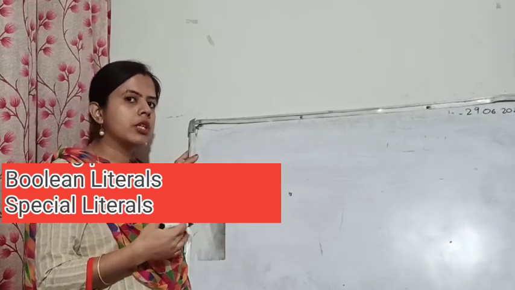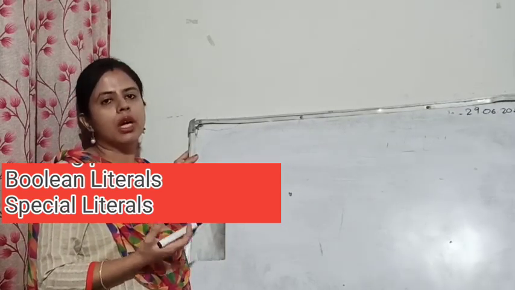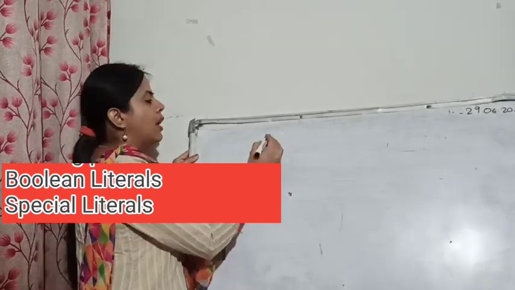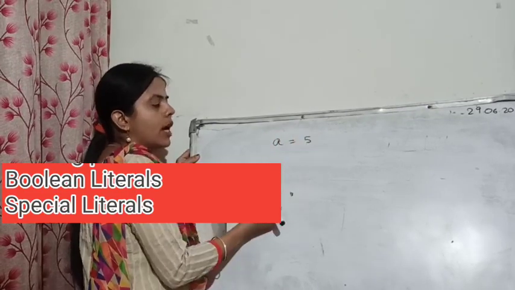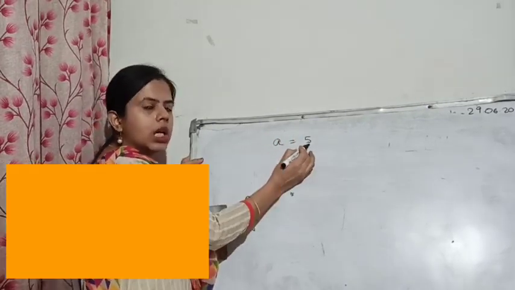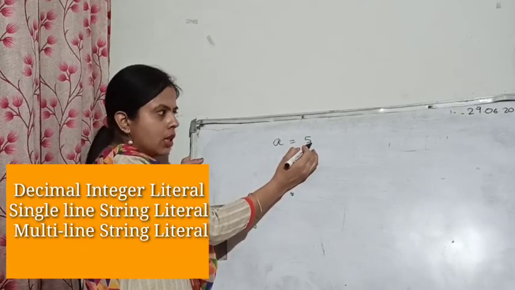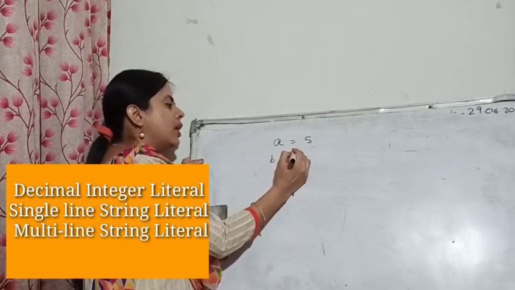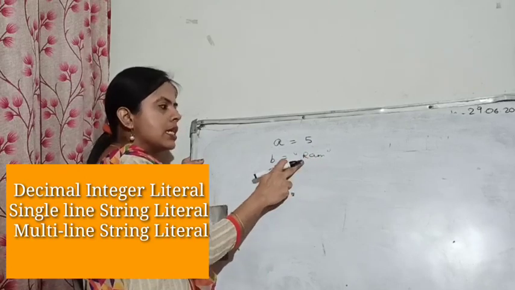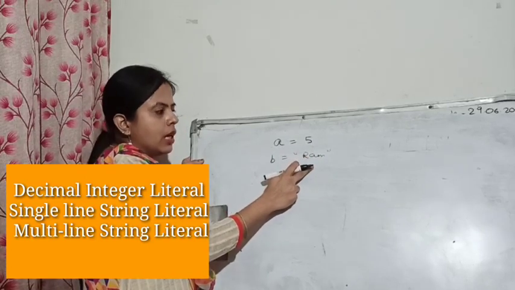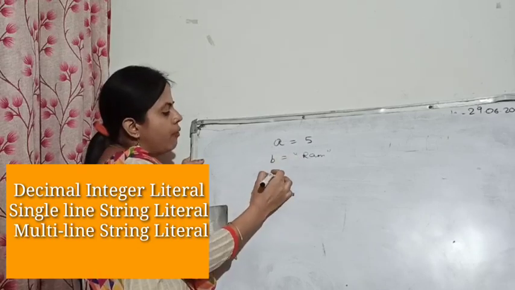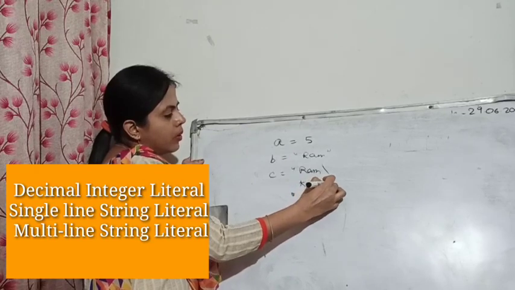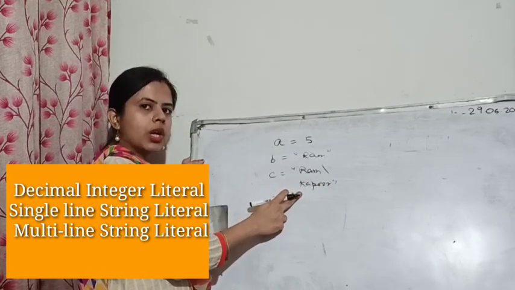As we have learned about literals, now we will learn how values are stored in objects or variables. Now you can easily recognize the value. Suppose I have written here a is equal to 5. You can say that a is a variable which is storing a decimal integer literal, or you can simply say an integer literal. Now suppose I have written like this. You can easily say that this is a string literal, a single line string literal. Now if I have written like this, you can say that it is a multi-line string literal, right?